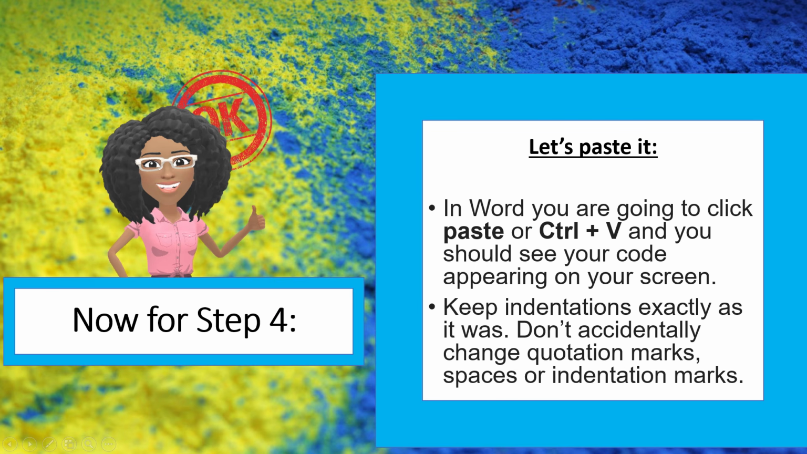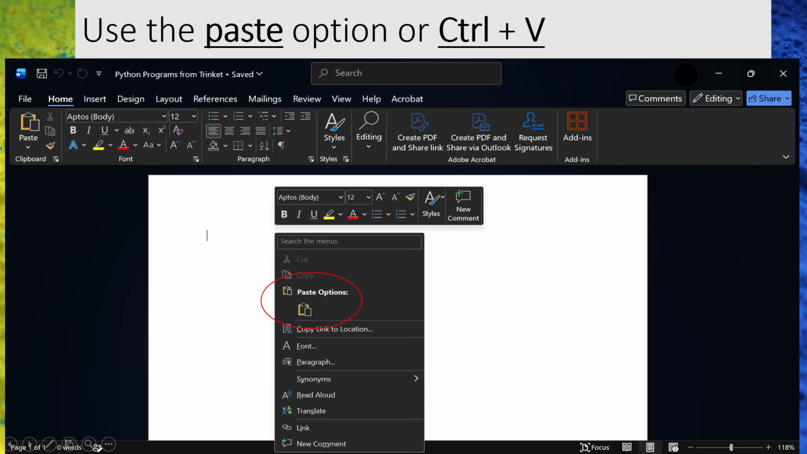We're already at step 4. Now let's paste it. In Word, you're going to click Paste or Ctrl+V, and you should see your code appearing on your screen. Make sure to keep the indentations exactly as they were. Don't accidentally change quotation marks, spaces, or indentation marks. The autocorrect will try to make that tricky. This is what it looks like on my screen.